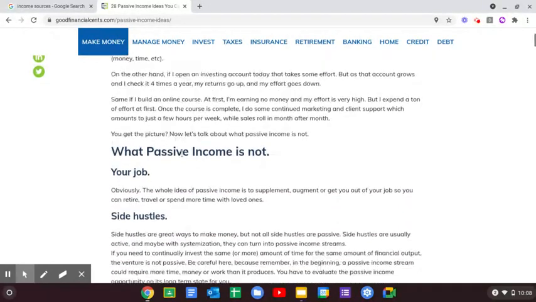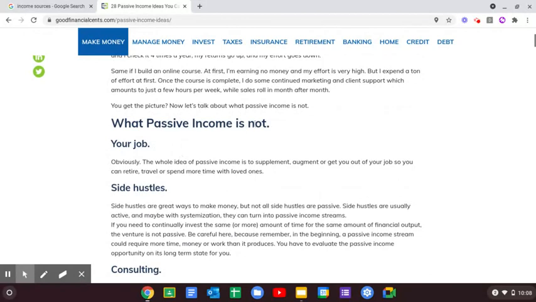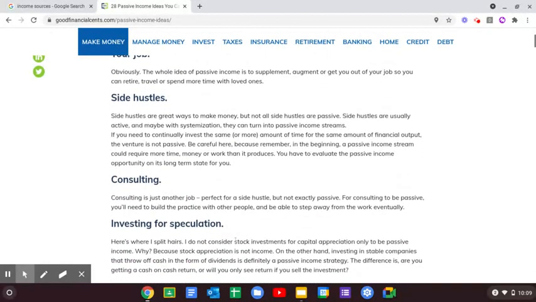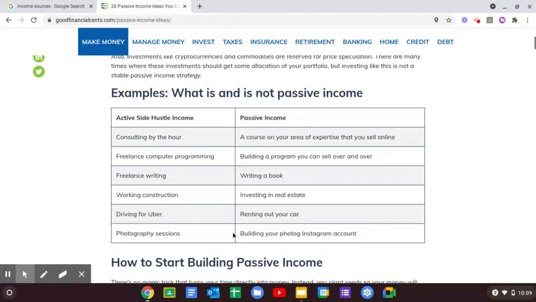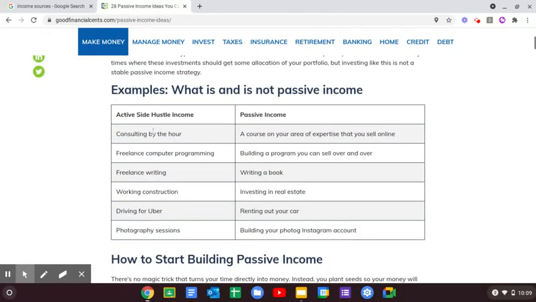So what passive income is not: your job, working, consulting, investing for speculation, some other things. Side hustle income, so doing something on the side, and then passive income. So writing a book, getting those royalties off of it. Renting out your car, I'm getting paid. I don't have to do anything.